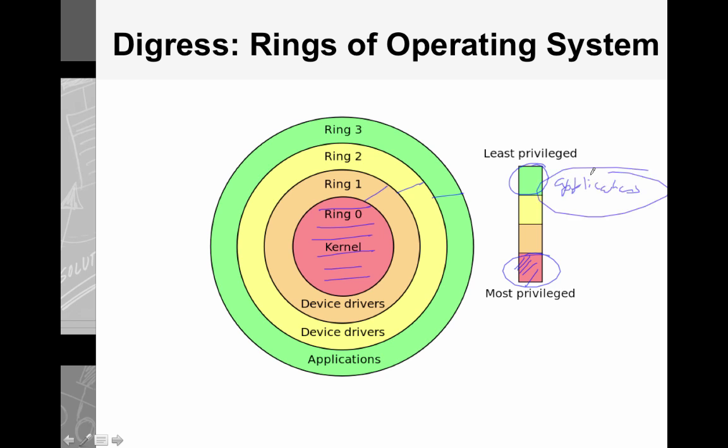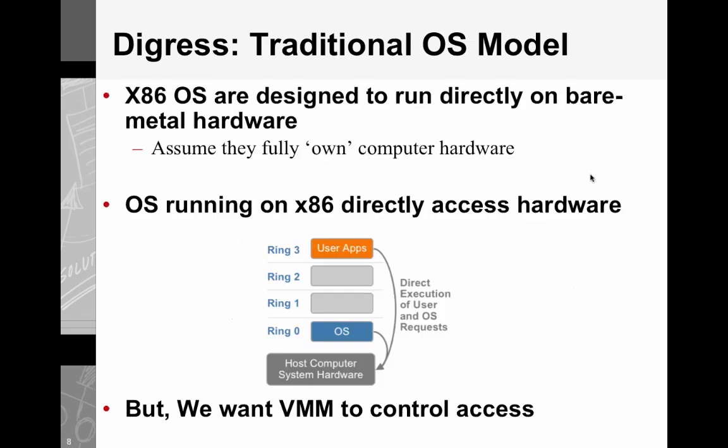This is how typically the operating system architecture is done. Now, why do I want to talk about this? Because in a traditional hardware and OS model, you have the hardware at the bottom right here, and then you have the 4 rings.